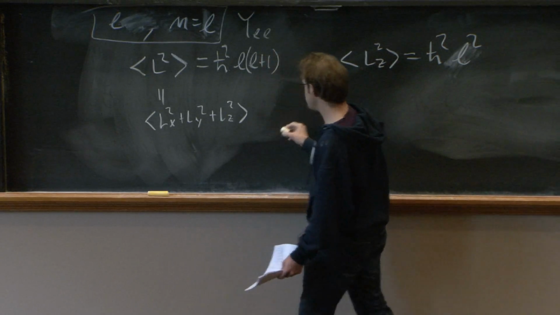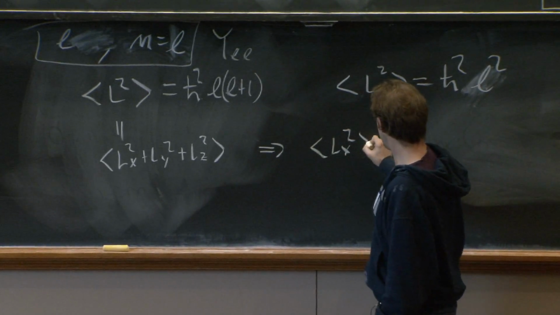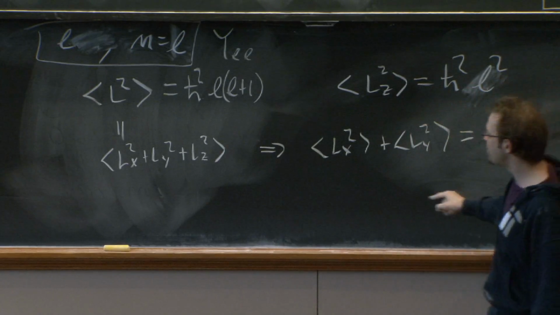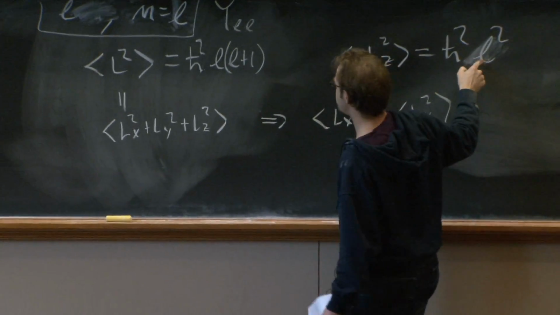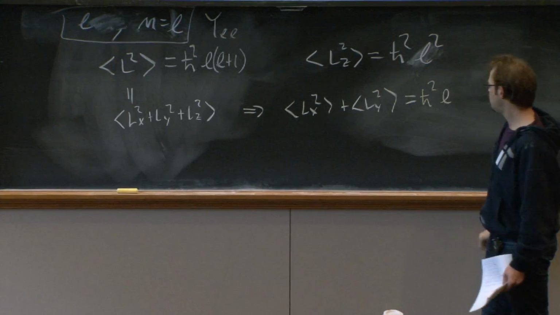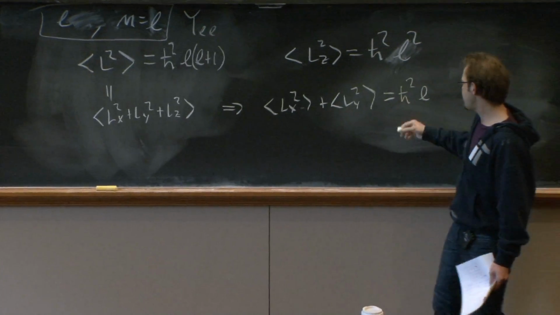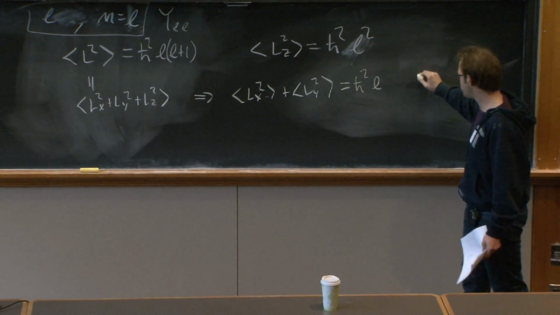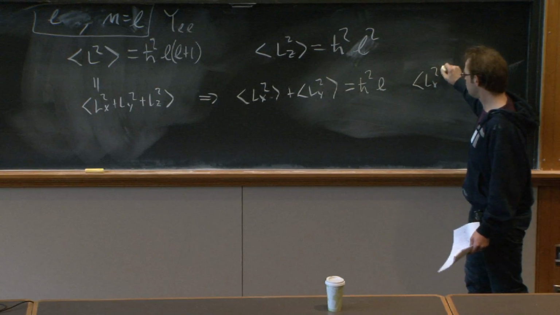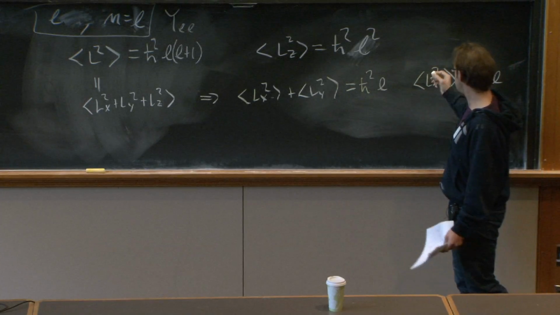Which is equal, so therefore, the expected value of Lx squared plus the expected value of Ly squared is equal to the difference between this and this. We just subtract this off: h bar squared l(l+1) minus h bar squared l squared, which is h bar squared l. And by symmetry, you don't expect the symmetry to be broken between Lx and Ly. You can actually do the calculation and not just be glib about it, but both arguments give you the correct answer. The expectation value of Lx squared is equal to 1/2 h bar squared l. Okay, and ditto for Ly.